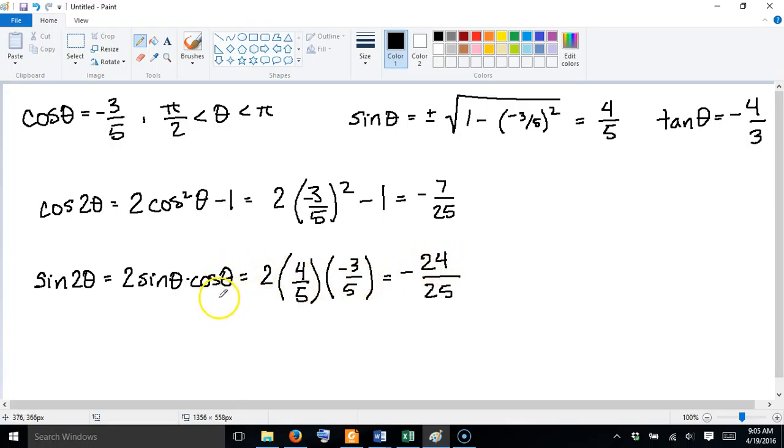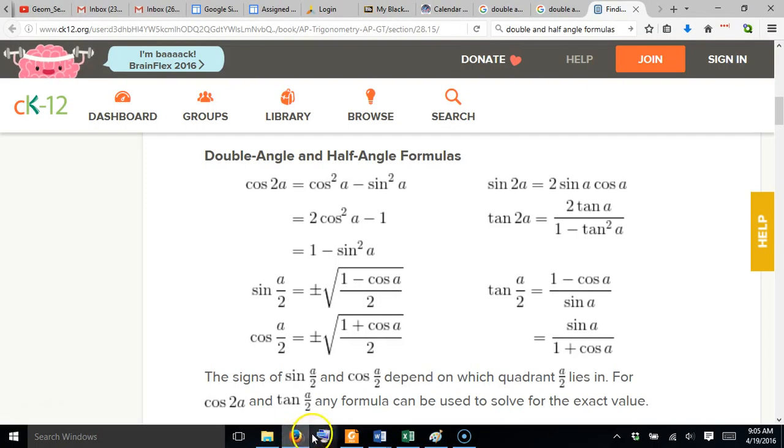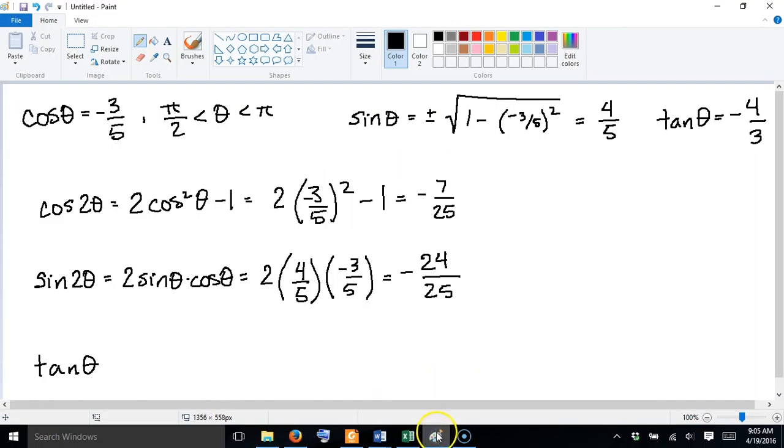Now to find tangent of 2 theta, we could use this identity right here that says tangent of 2 theta is equal to this mess here. Or we can use the fact that we know cosine 2 theta, sine of 2 theta, and that tangent of theta is equal to sine over cosine. I need to put a 2 right here. I'm just going to back that up.